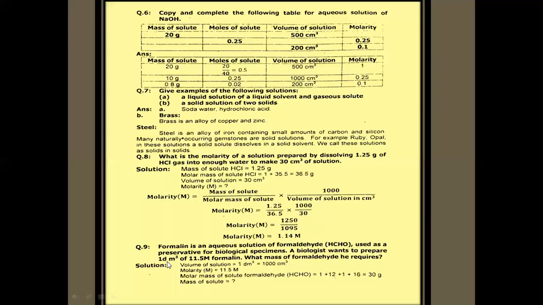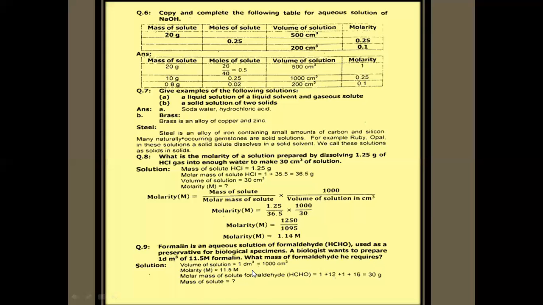Question number 9, again the same. Formalin is an aqueous solution of formaldehyde. Formaldehyde is an organic compound, you can see HCHO. When we dissolve it in water, it will give us formalin. This formalin we use to preserve biological specimens like animals and plants. We can preserve them for a long time. So a biologist wants to prepare 1 decimeter cube of 11.5 molar formalin. What mass of formaldehyde does he require to make this solution?